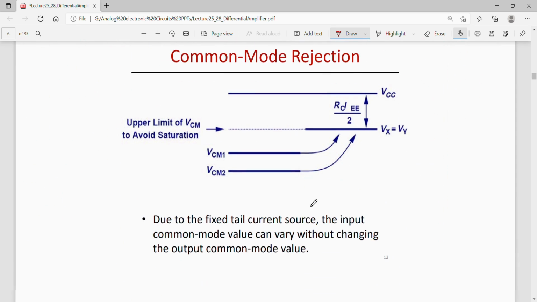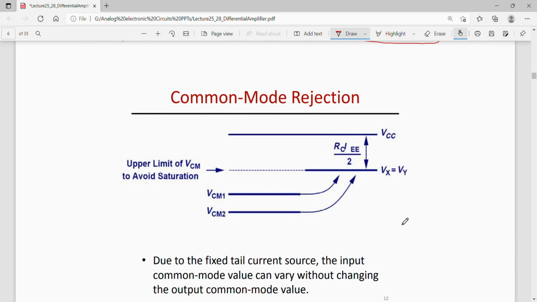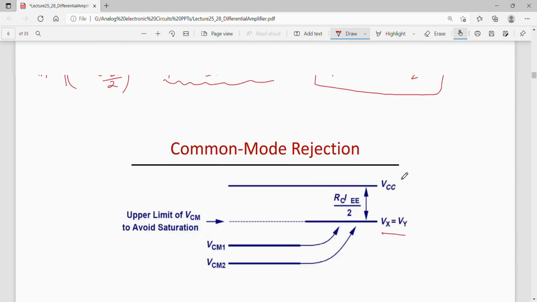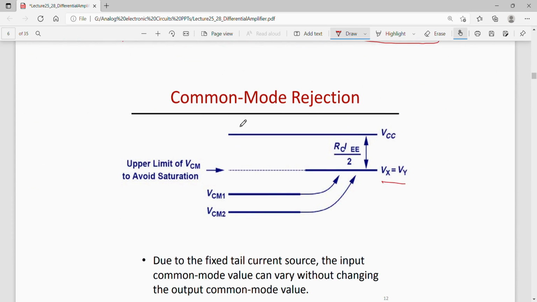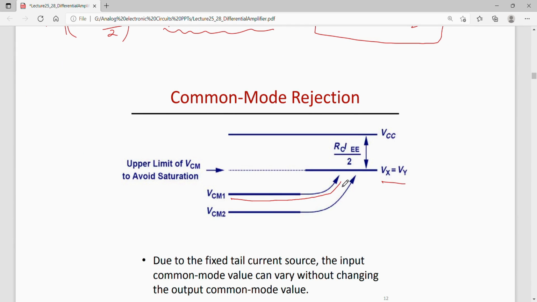So the common mode signal should not go beyond this point, that is Vx or Vy, which is VCC minus RC times IE by 2. The common mode signal can change, increase, no problem. IC1 and IC2 will not change. So these two signals can change, but there is a limit that they can increase only up to Vx or Vy, which is equal to VCC minus RC times IE by 2.